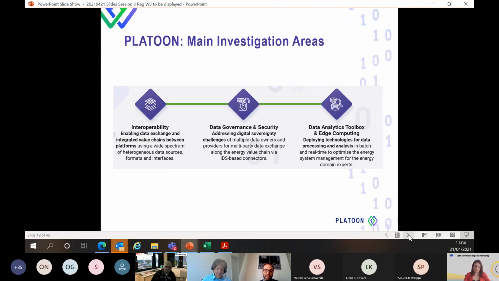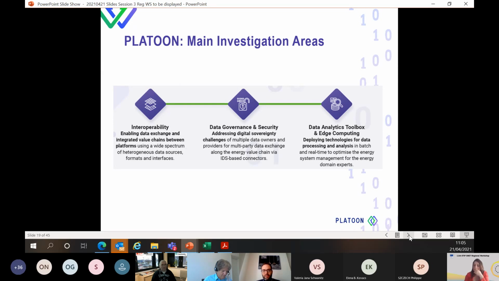Regarding the technical side of the project, just a very brief summary. The main 3 investigation areas of this project is, first of all, the interoperability. Similar to Platone, we've defined a federated platform, and for that we've defined a reference architecture based on existing standards such as SGAM, FIWARE, and also considering some bits of Gaia-X. Apart from that, we've defined some common data models and some common open APIs to facilitate the exchange of information between the different partners and the platforms.